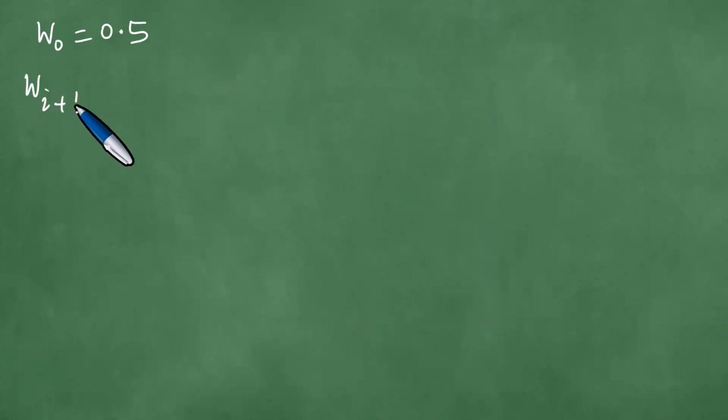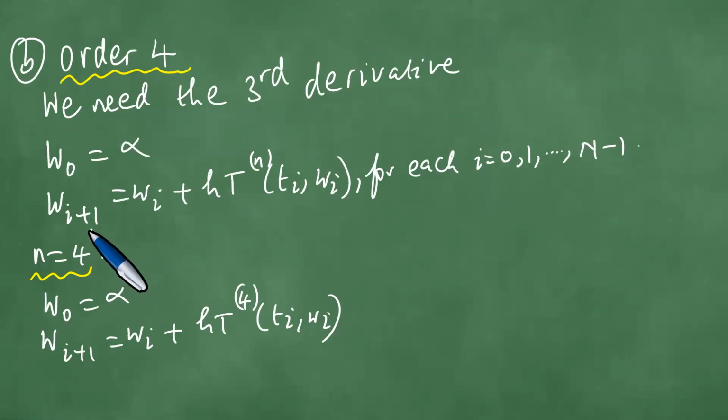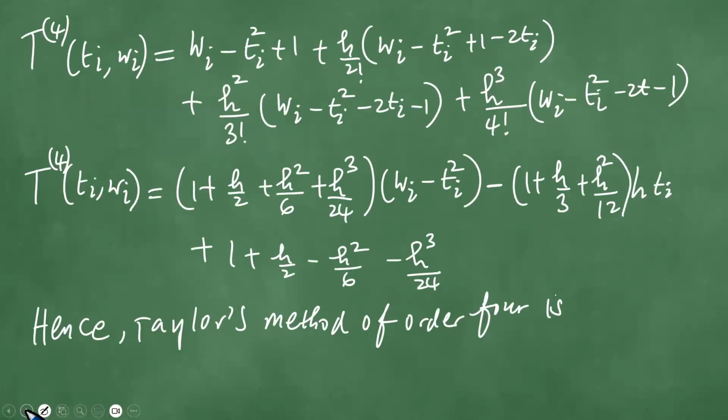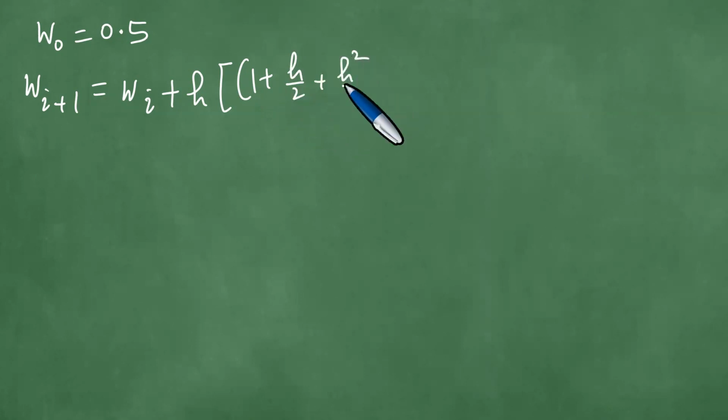And then now we're going to have the difference equation. So the difference equation is Wi plus 1, which is this. So Wi plus 1 is Wi plus h into the T. So that's what we're going to use. What is the T? 1 plus h over 2 plus h squared over 6 plus h cubed over 24.